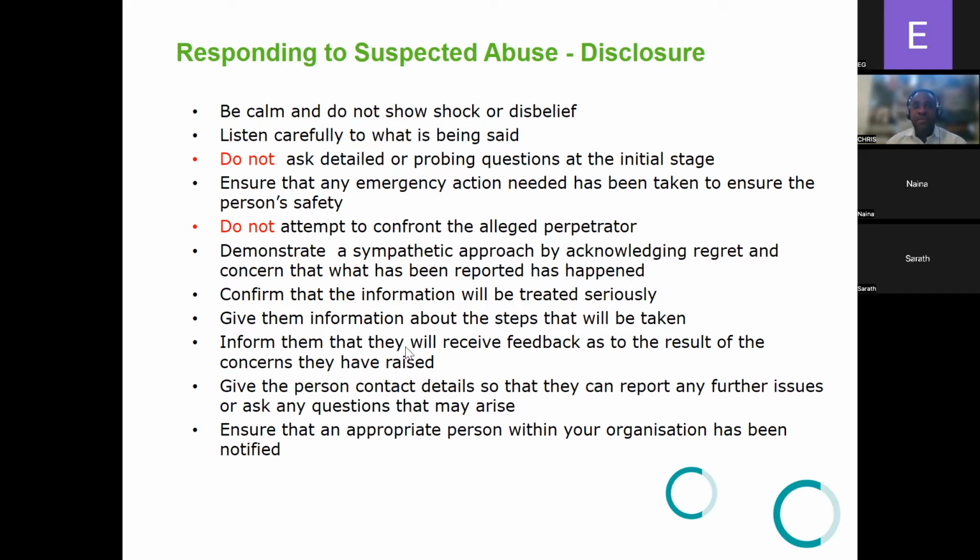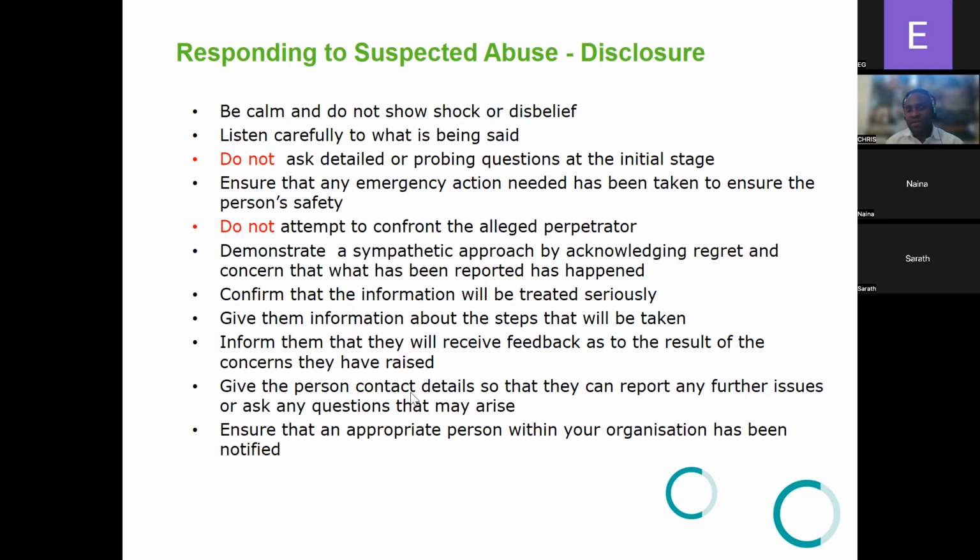Then inform them that they will receive feedback as to the results of the concerns they have raised. Let them know that whatever happens, we will get back to you. The appropriate officer, the appropriate authority will get back to you. They need to know. So they should have some expectation of receiving feedback on what they have reported. Very important.